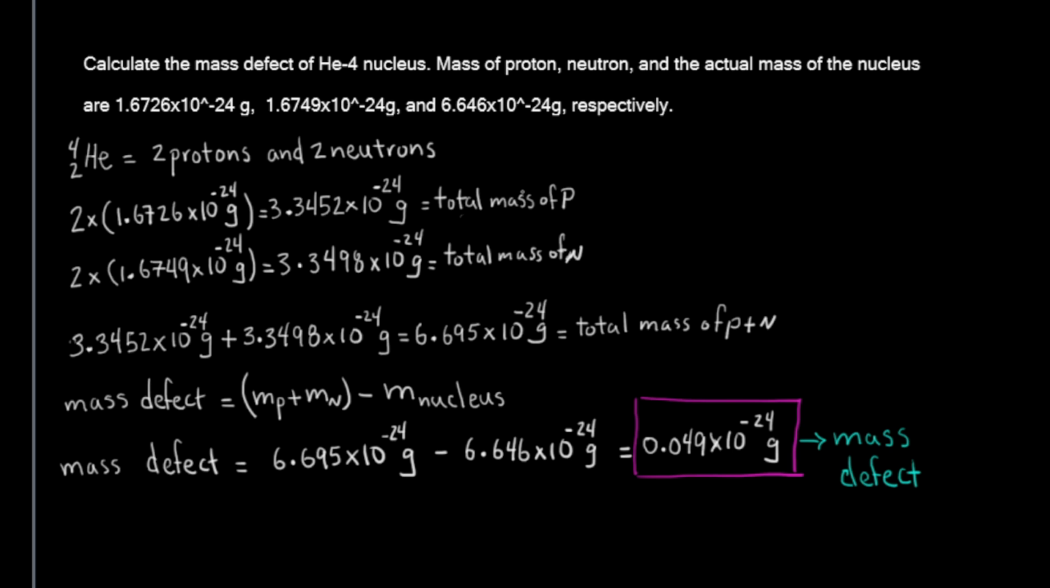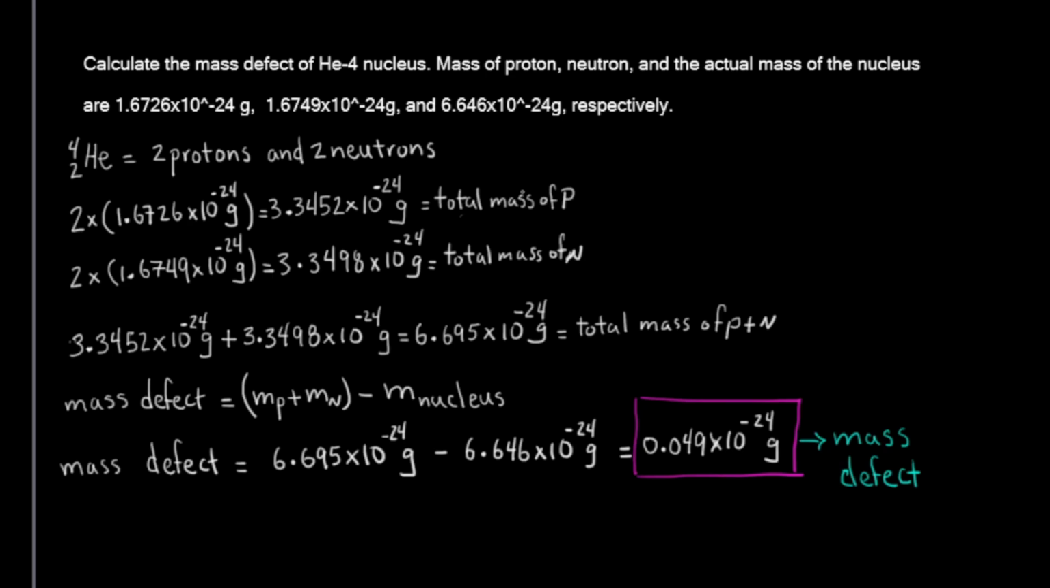The equation for mass defect requires that we subtract the actual measured mass of the nucleus from the sum of the free protons and neutrons. When we subtract the two numbers from one another, we get a final answer of 0.049 times 10 to the minus 24 grams. This is the mass defect.